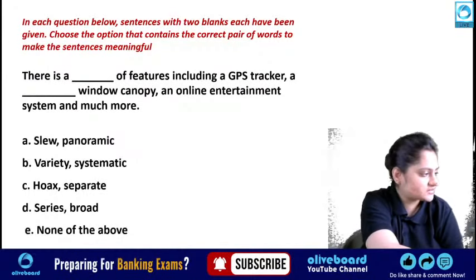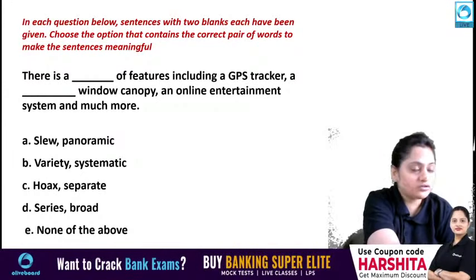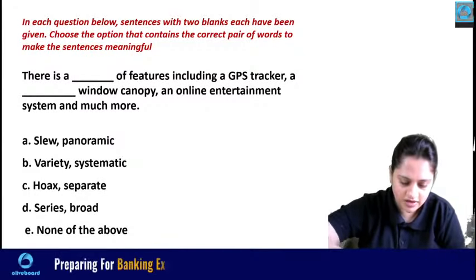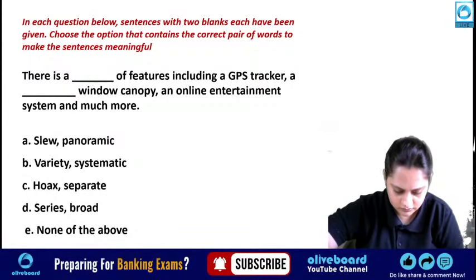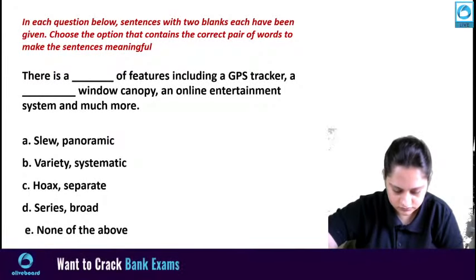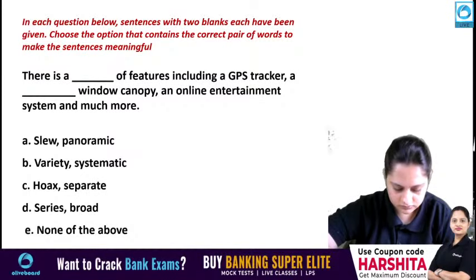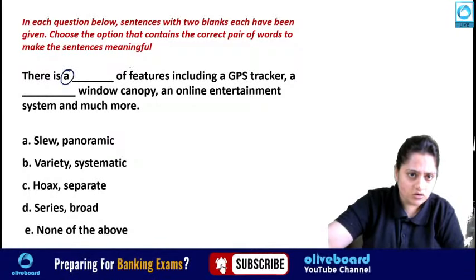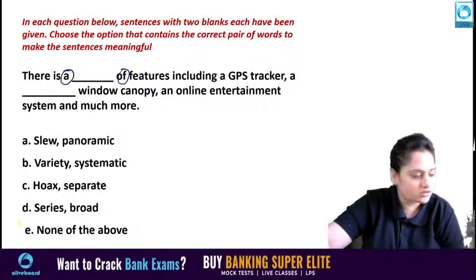Okay, start with the first one. Double filler question, guys, everybody. We have to cover the whole set today, remember, all 40 questions. We have a passage, we have an error question set. A blank of, you know what will come: a range of, a series of, a variety of. We can say all of these words can come.